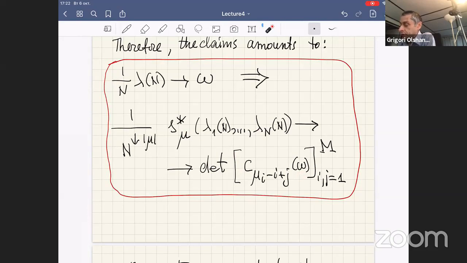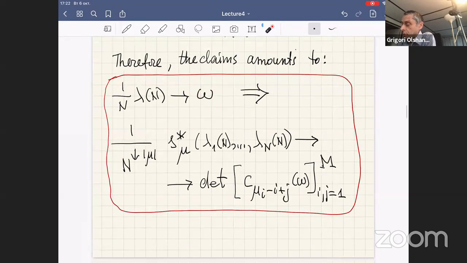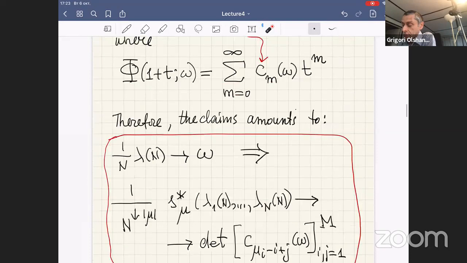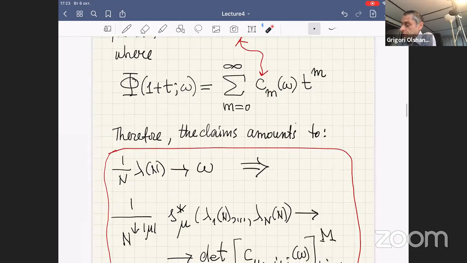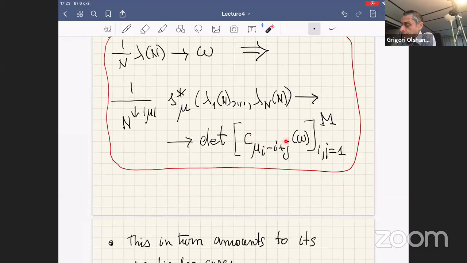So I recall what this is. Here we have shifted Schur polynomials. The arguments are the coordinates of a signature. The signature varies as n goes to infinity. It varies in a certain way, just in the way such that this object converges to some omega. Given omega, we have this series. And from this series, we can extract its Taylor coefficients. And this expression here on the right is formed from these Taylor coefficients.